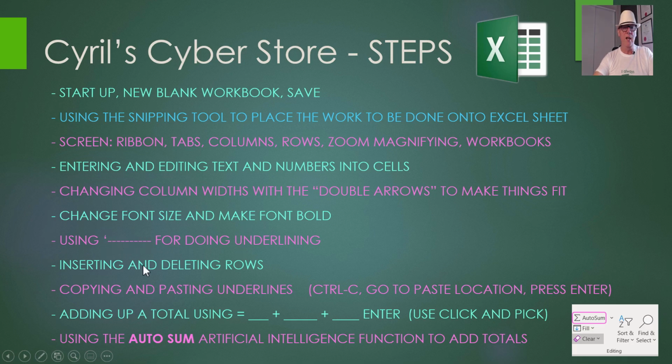using this single quote and then minus signs to do some underlining, inserting and deleting rows, copy and pasting our underlines with Control C, then you go to the paste location, you press enter. It's a little bit different than the usual Control C, Control V.